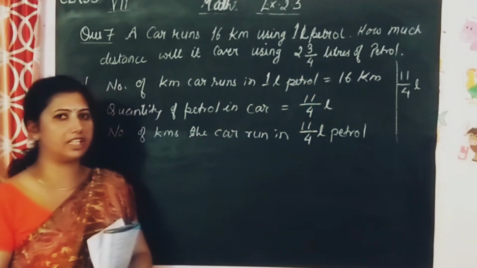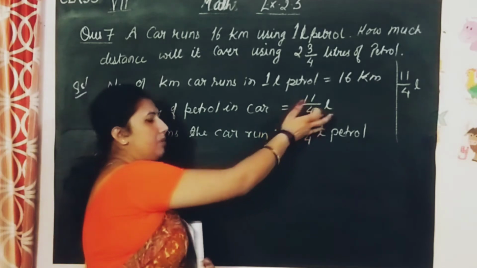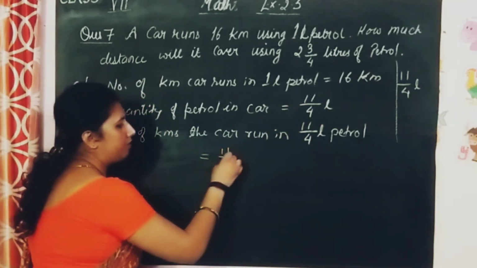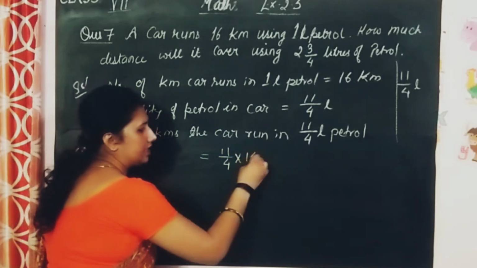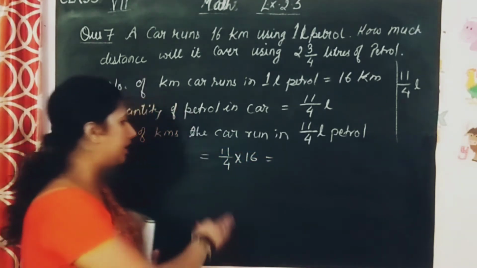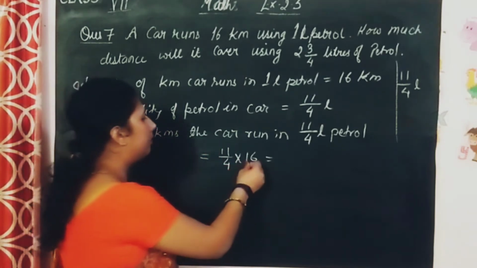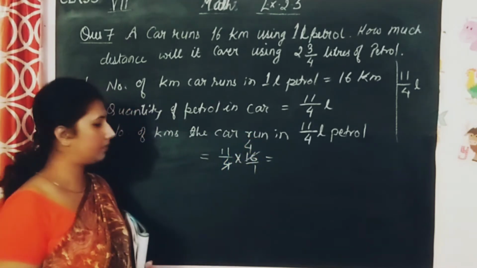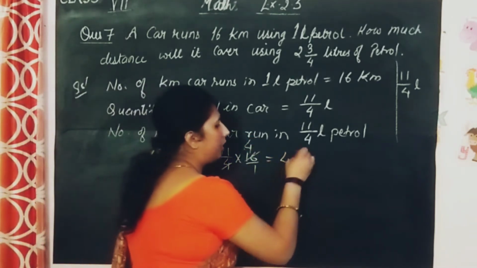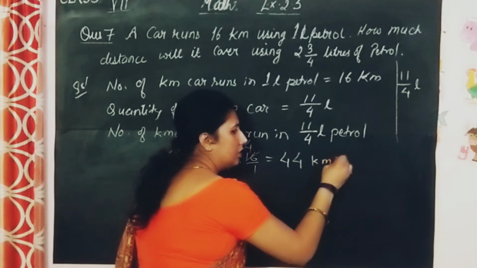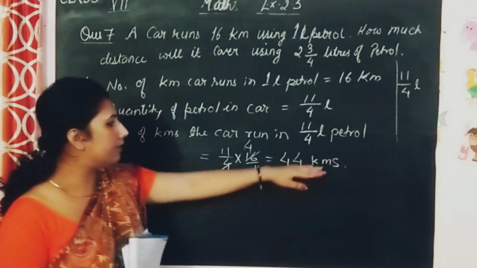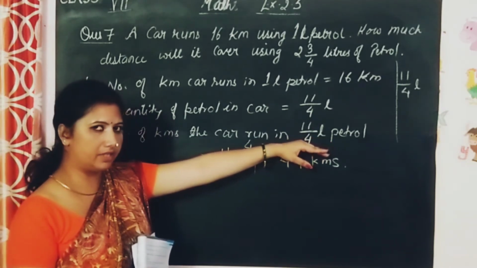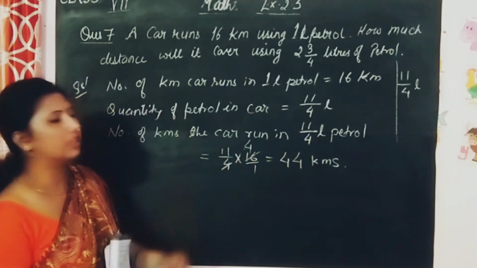Okay, in 1 liter, 16 kilometers. So in this much liter, it is 11 by 4 multiplied by 16. So it will be 11 by 4 into 16. We can cancel the denominator 4 with 16. Now 11 into 4, 44 kilometers. So the car will run 44 kilometers in 11 by 4 liter of petrol. Understood? That is the question.